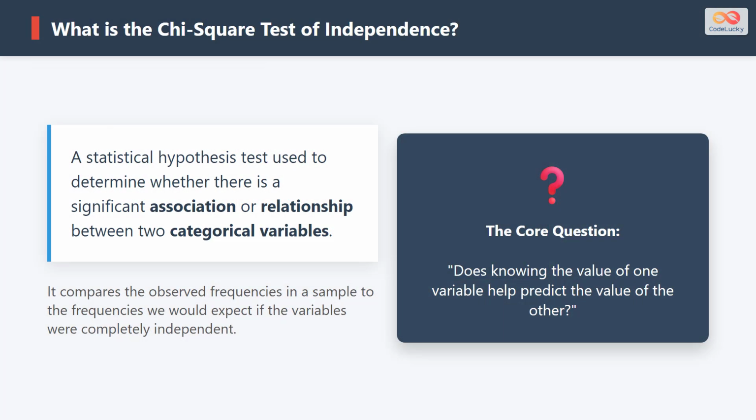So, what exactly is this test? The chi-square test of independence is a statistical method used to determine if there is a significant relationship between two categorical variables. Essentially, we are asking the question, does knowing a piece of information about one variable help us predict the other, or are they completely unrelated?